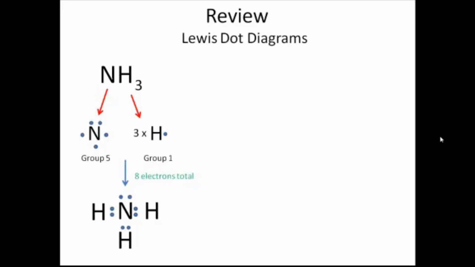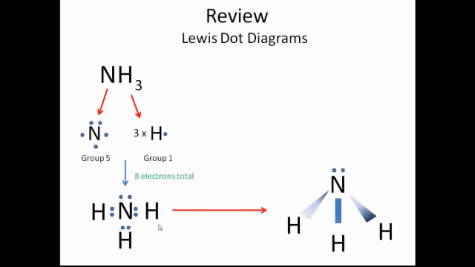When we combine them together, we want to make sure we follow the octet rule. So we need to have 2 electrons for each hydrogen, and we need 8 electrons around the nitrogen. And that satisfies the octet rule and the valence. So in determining the shape then, we can automatically assume that there's a tetrahedral type shape.